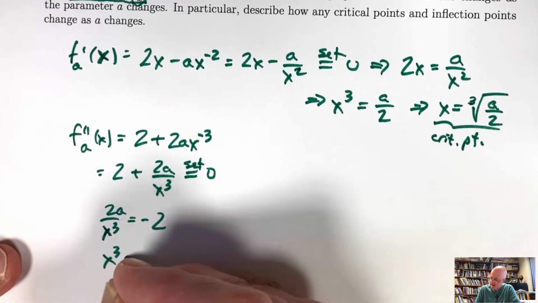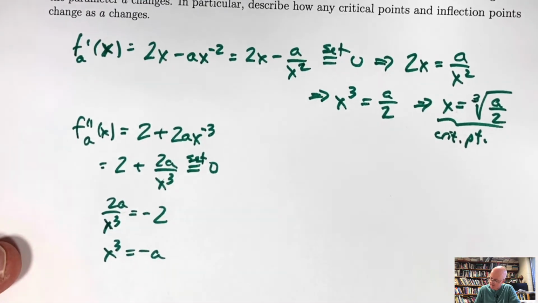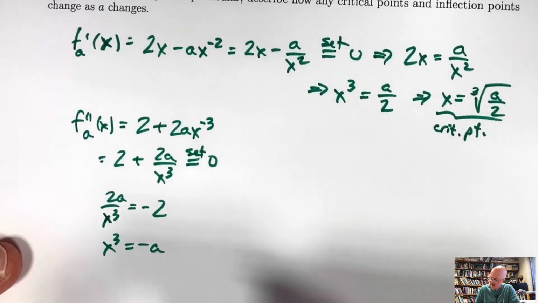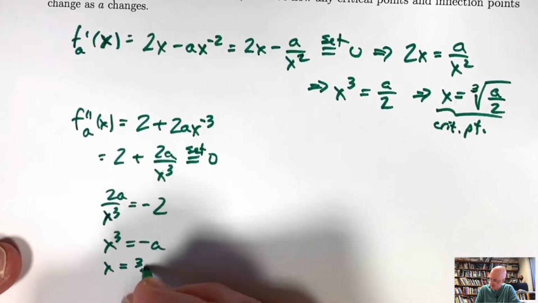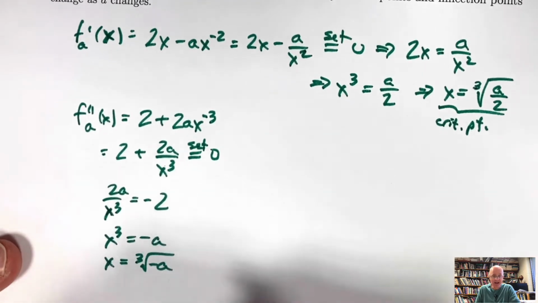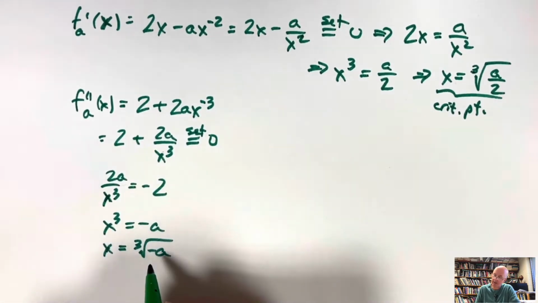X cubed will be negative a. The 2's will cancel. And then that means x itself will be the cube root of negative a. If a is negative, then negative a, the opposite of a, will be positive, and the inflection point will be at a positive x location. And if a is positive, then negative a is negative, and the cube root of that will be negative, and the inflection point will be at a negative location.